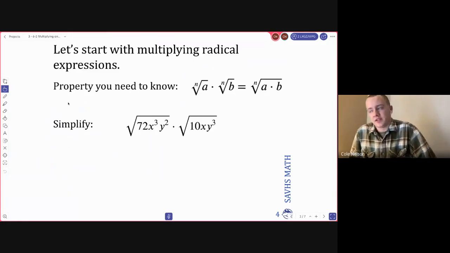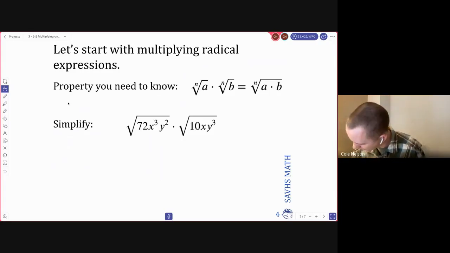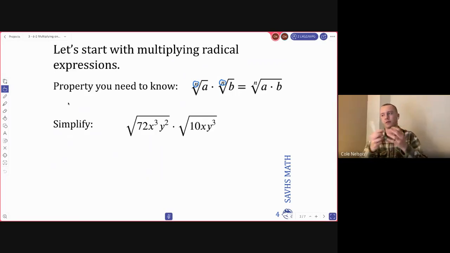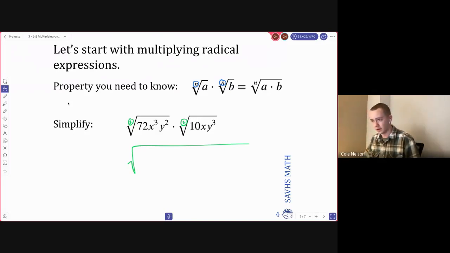Let's do a little multiplying with some radicals. Okay, so if you have a like index, you can multiply the stuff inside the radical. That's all you need to know. So because these two indices right here are both 2's, you can combine the stuff inside. And so what we write is we could rewrite this as a whole big long radical with 72 times 10, which is 720. X to the third times x is x to the fourth. And then y squared times y to the third is y to the fifth.